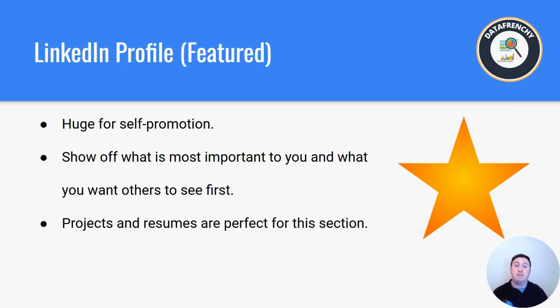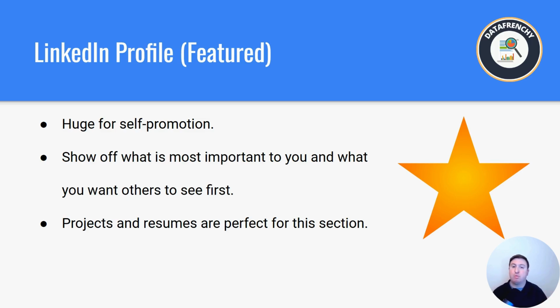Next up in your profile is the featured section, and this might be the most important part. This is something that's not really common on a resume, where you don't have so much of a featured section. You might have things like your summary, experience, stuff like that. But having a featured section is perfect for LinkedIn. And like I said, my first bullet point is huge for self-promotion. If you're trying to land a job, this is the area where you put the best of the best. Things like a resume or portfolio.